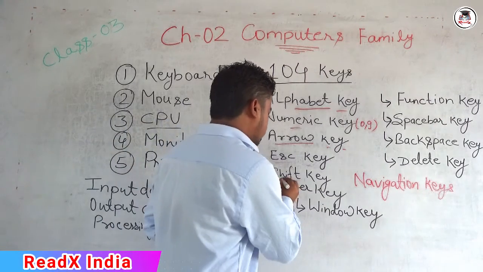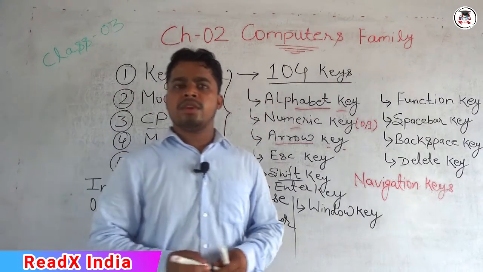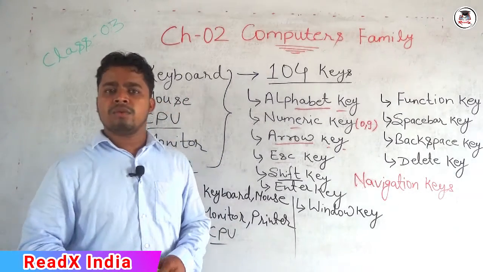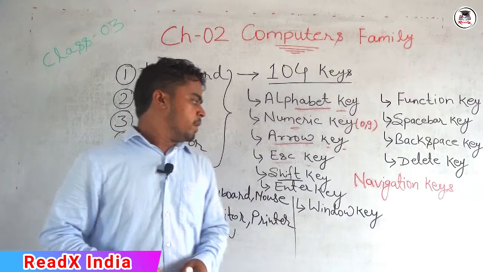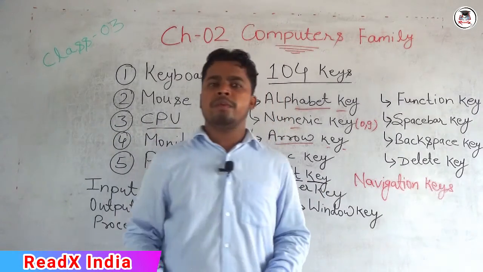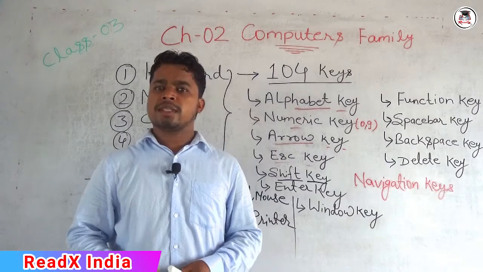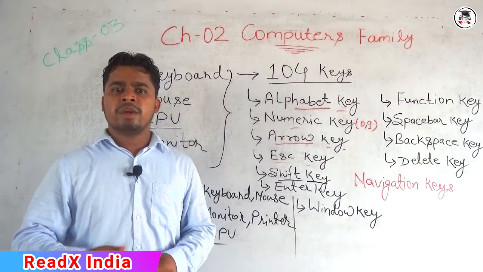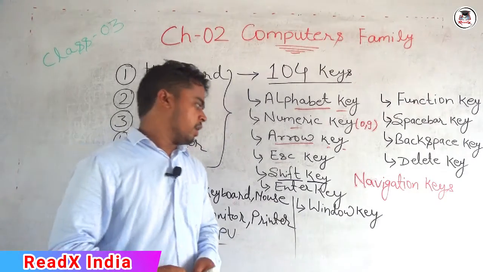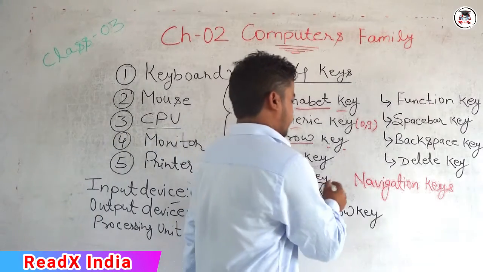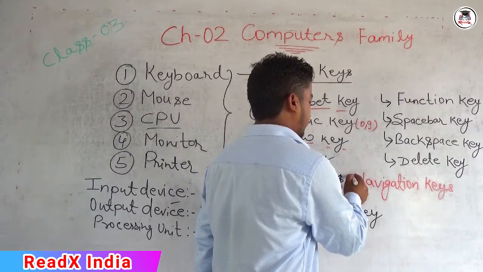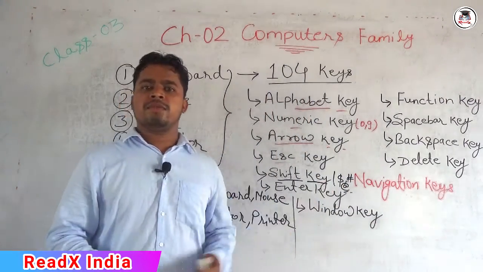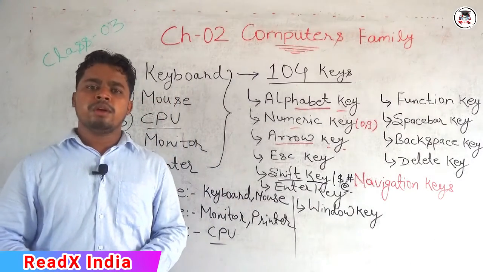Now the next one is the shift key. There are 2 shift keys, one on the left side and one on the right side of the space bar. The shift key is used to type special characters, or to type alphabets in capitals. Special characters like dollar, hash, @ and so on. With the help of the shift key we can type these in our document.